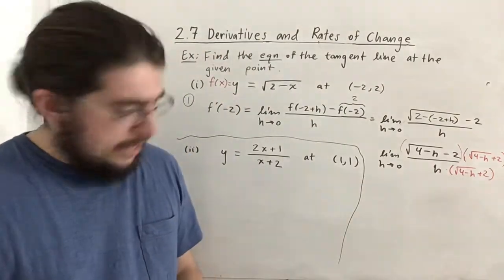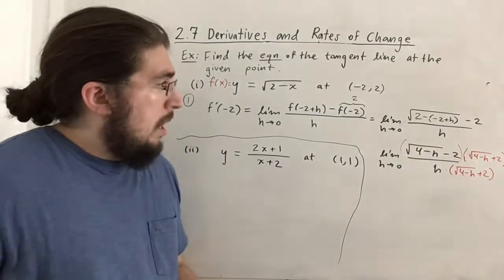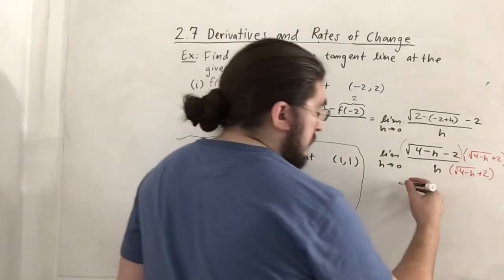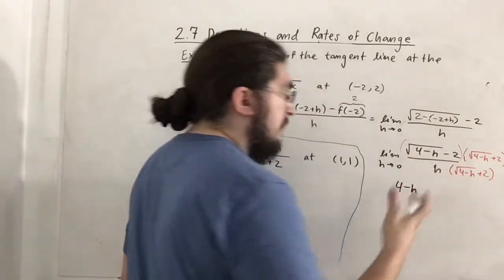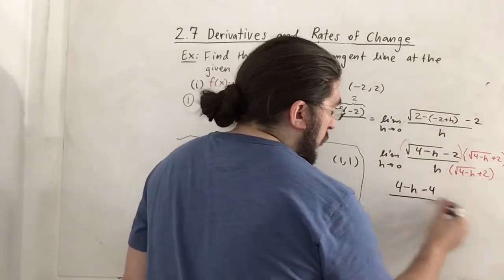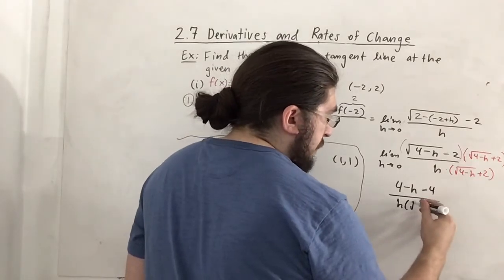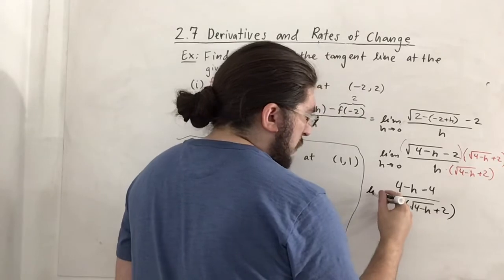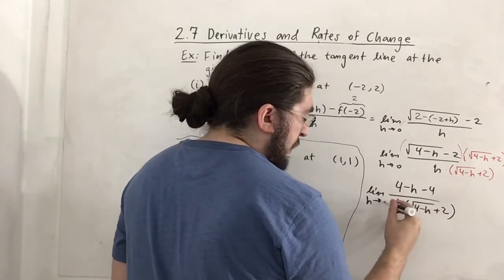It's okay. All right, so on the top we get a difference of squares. So the radical squared cancels the radical, and we just get 4 minus h. We've seen that before. Minus 2 squared is 4. Over, the denominator will leave factored. Perfect. And again, we're still in the limit as h goes to 0.